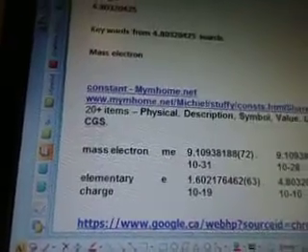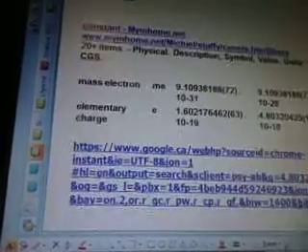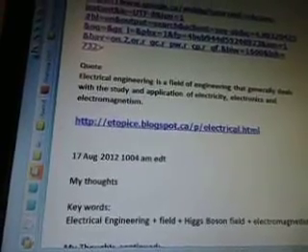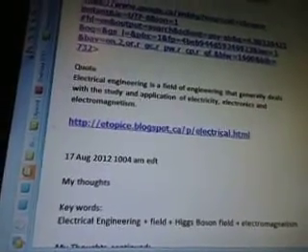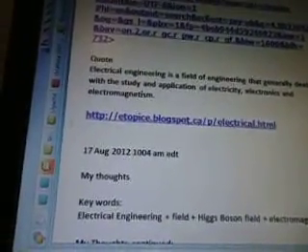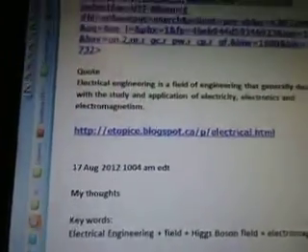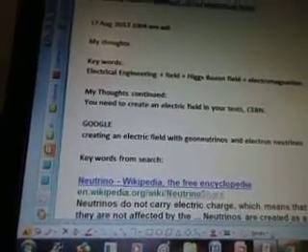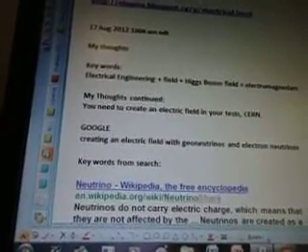And up comes mass electron. And then this came up: constantminehome.net. Mass electron and elementary charge. Keyword is static electricity, refers to the buildup of electric charge on the surface of objects. That's a Google link. Electrical engineering is a field of engineering that generally deals with the study and application of electronics and electromagnetism. That's from etopis.blogspot.ca. So August 17th, my thoughts. The keywords are electrical engineering plus the field plus the Higgs boson field plus electromagnetism.